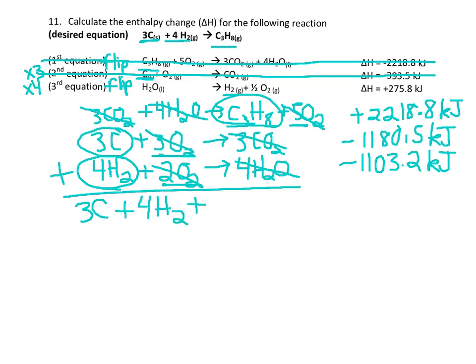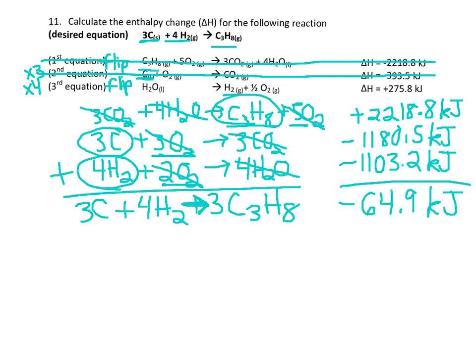It matches up. So your last thing now is to combine these 3 numbers. And then when you do that, you get negative 64.9 kilojoules. And that is our delta H, and that is exothermic. You're all done.